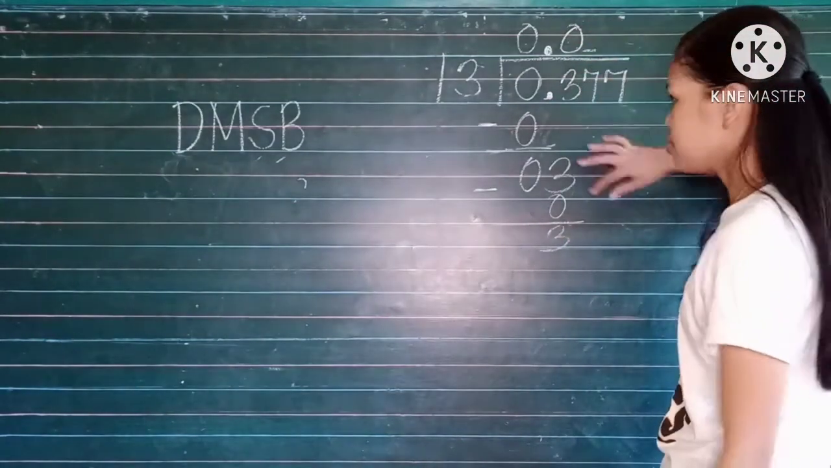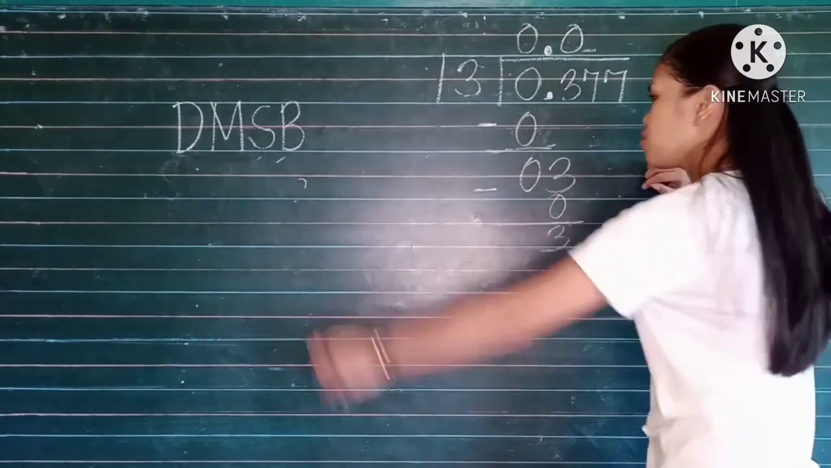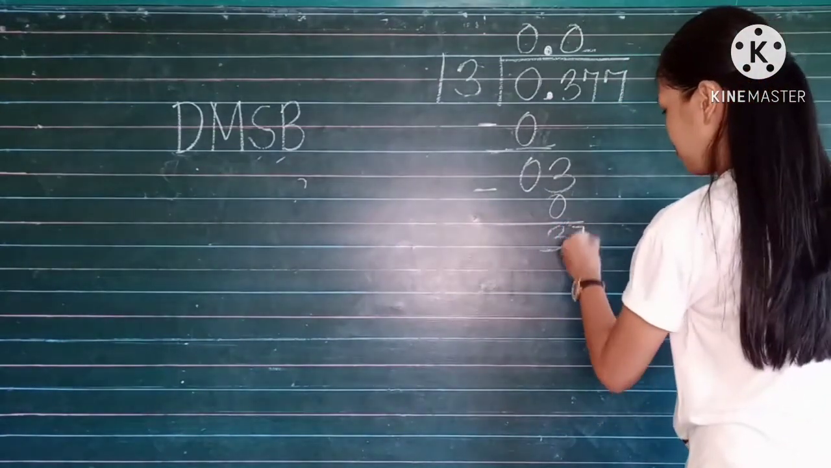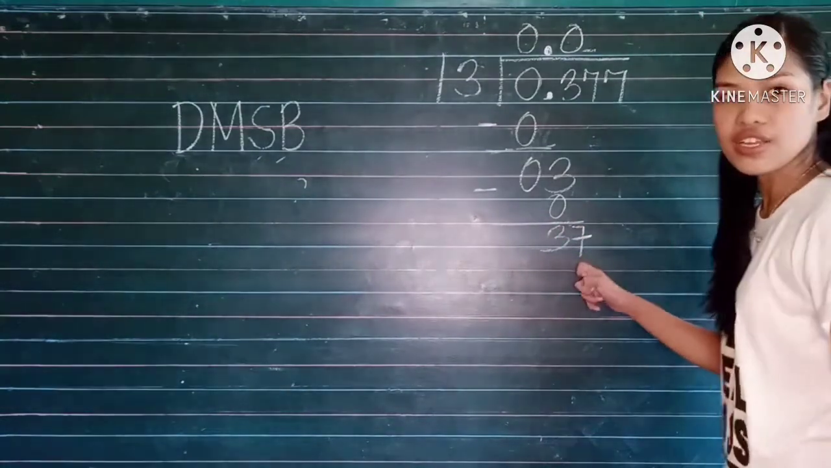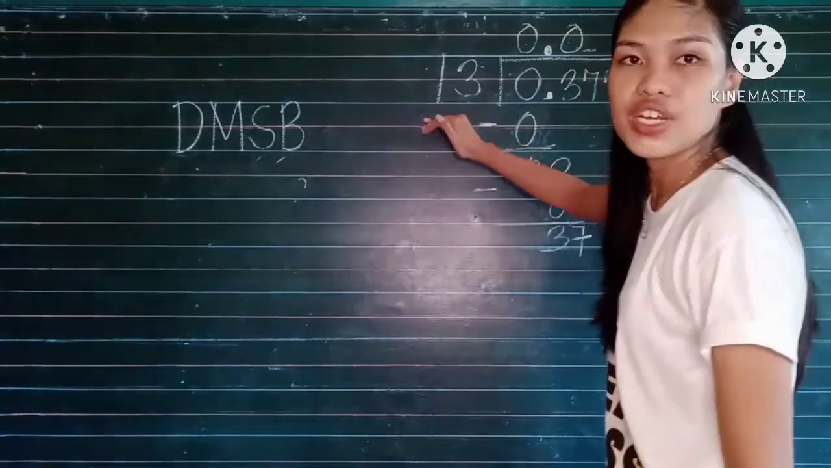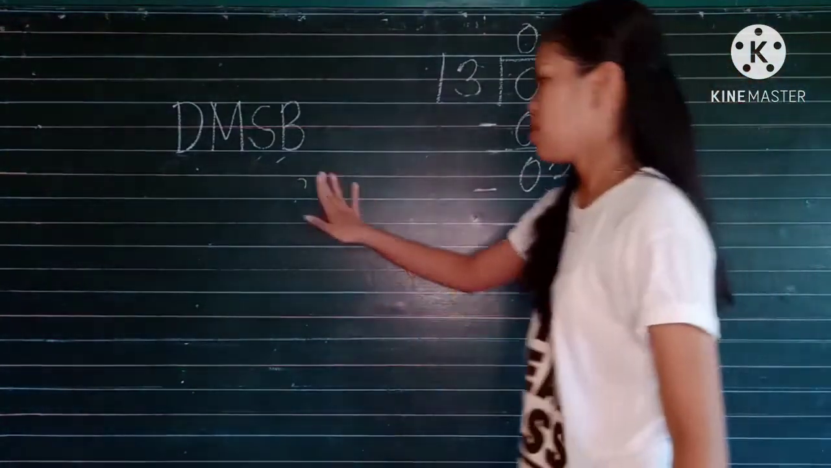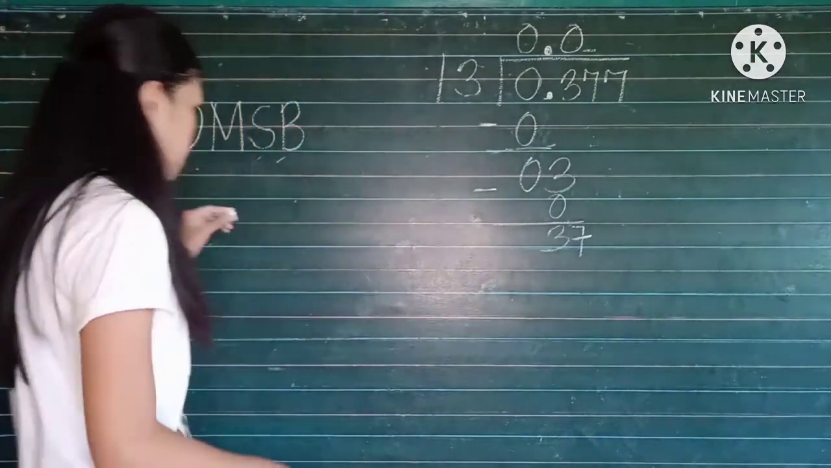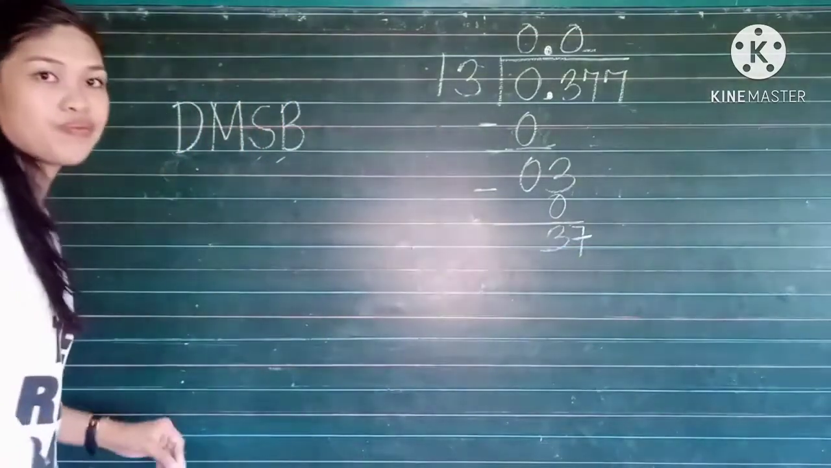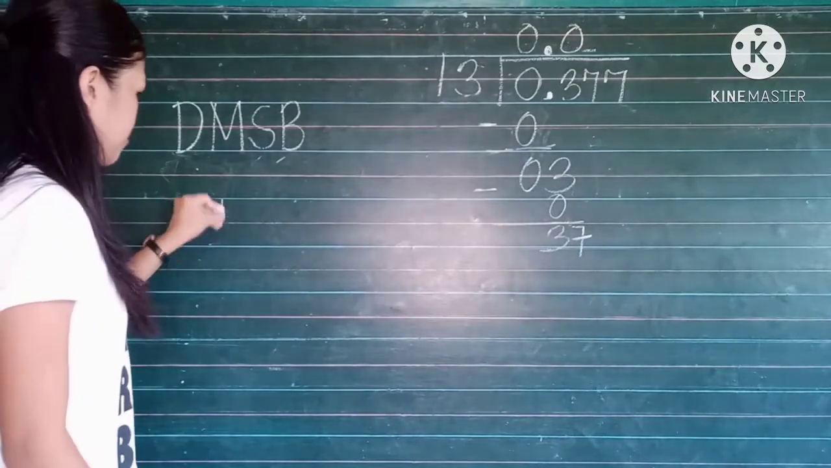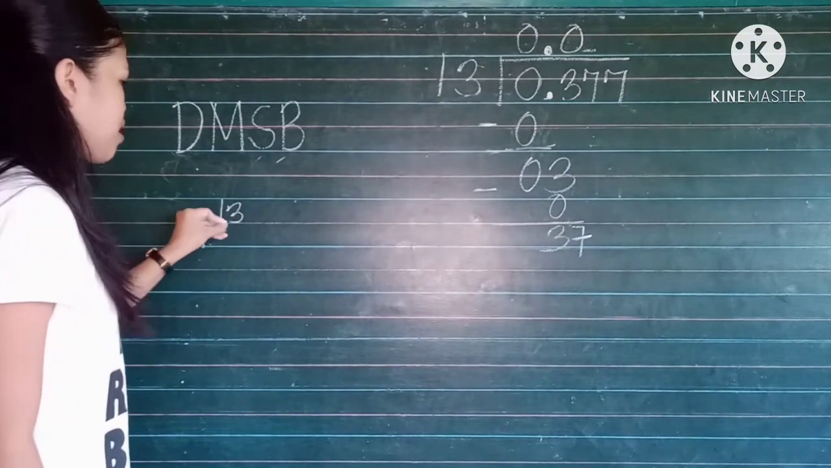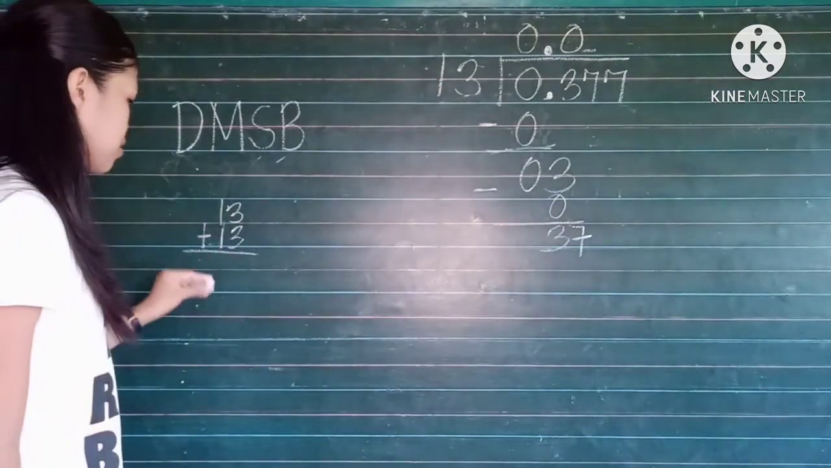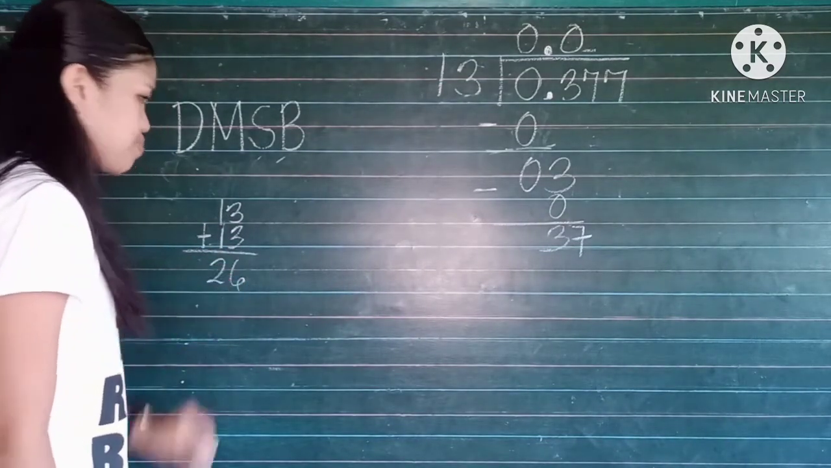Next, bring down. We're done with subtraction. You're going to use bring down. 7, bring down 7. 37 divided by 13. For an easy shortcut of division, we will use the base as 13. Okay? 13 plus 13. What is 13 plus 13? We have 26.